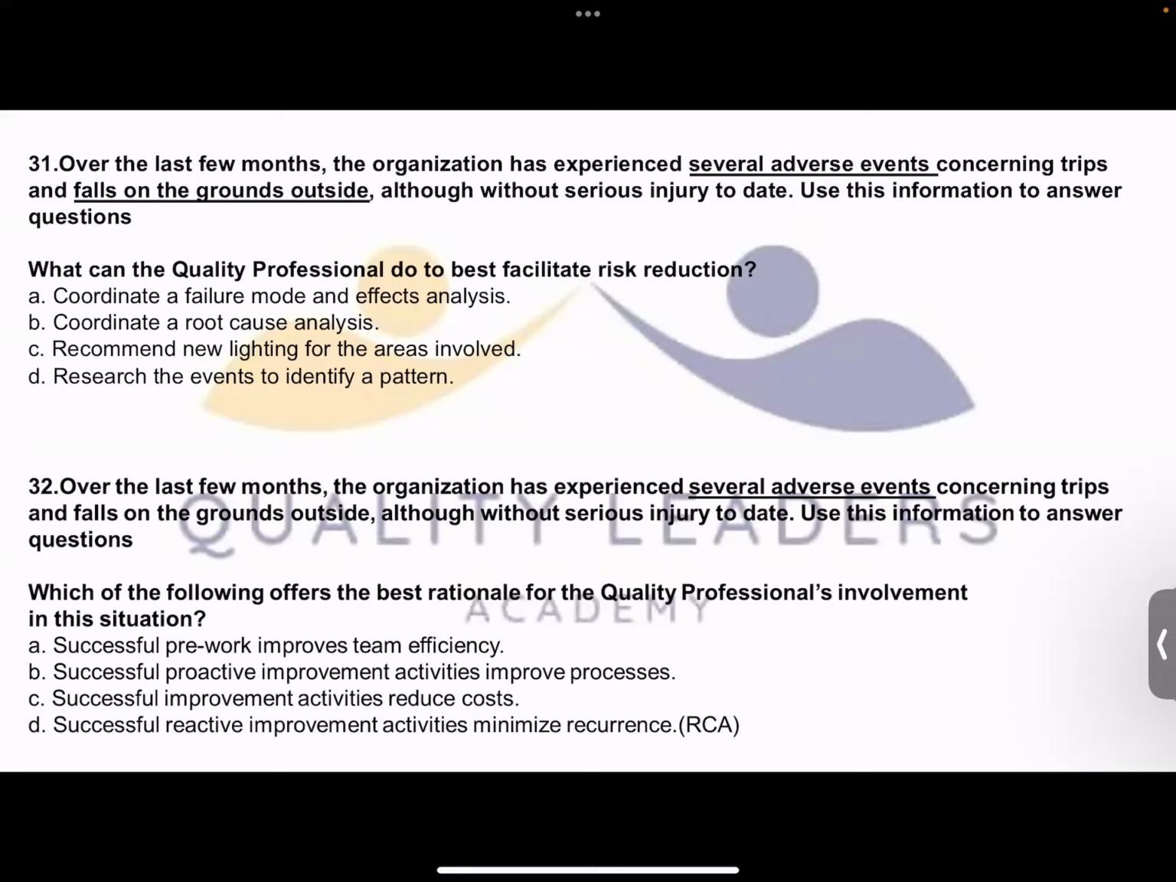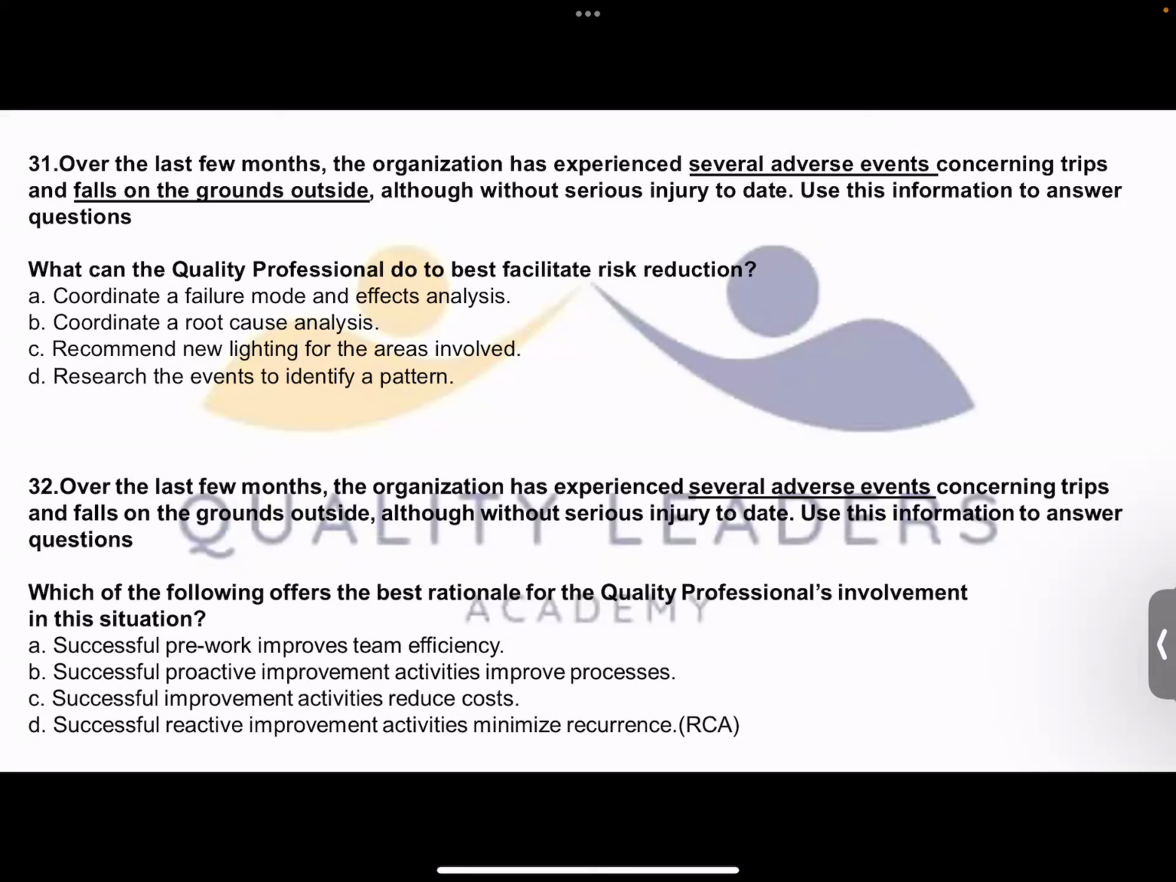Why? It is a proactive approach to identify potential failures in a system and their possible effects before an adverse event occurs. Does that make sense? There are a lot of falls on the ground outside, it is written. But coordinating a FMEA is a proactive approach, so at least you could identify any potential failures before a serious injury occurs.